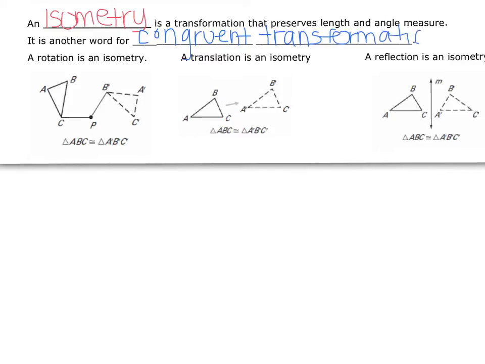So all of the transformations that we've learned about thus far have all been isometries, and you can see here that a rotation is an isometry. When they took this image and rotated it, it stayed exactly the same size. When you translate, it stays the same size. Same thing, they reflected it, and it all stayed the same exact size. So we call that an isometry. It's a congruent transformation.